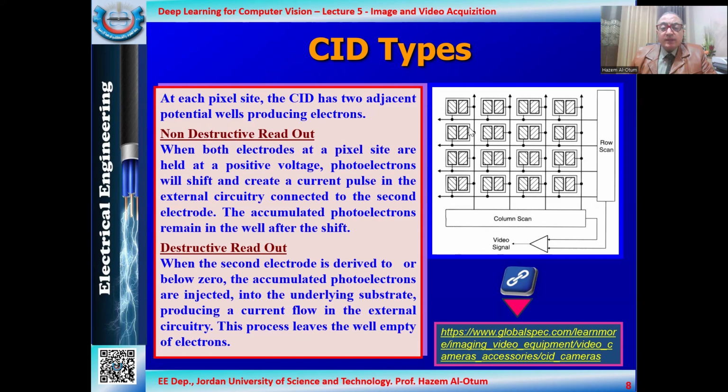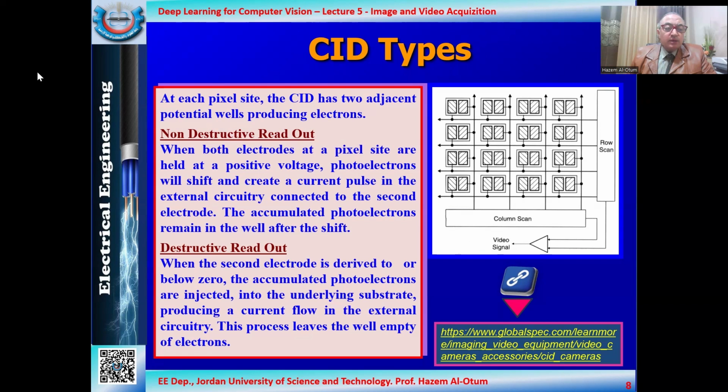What is the difference between CID and CCD? In the CCD case, we can't apply a partial discharging. We can just do total discharge. In this case, we are applying discharge on every potential well, and this gives us a complicated processing step. Not very complicated, but it's more complex than what we have seen in CCDs.